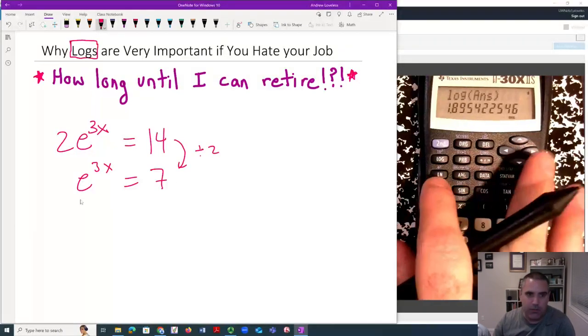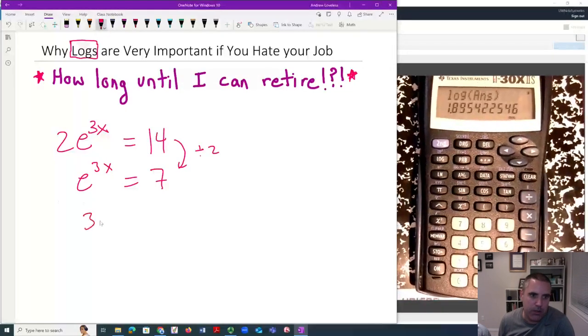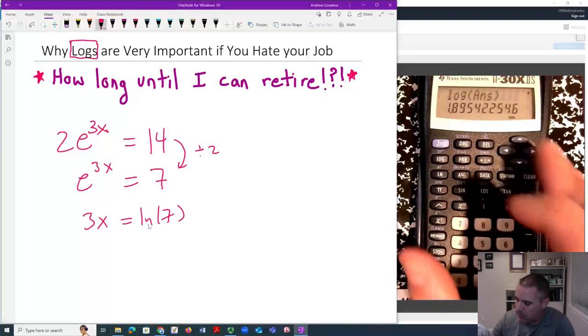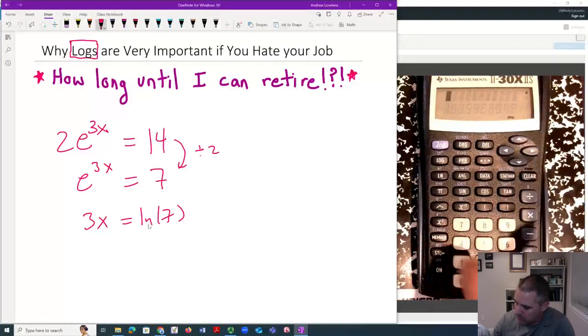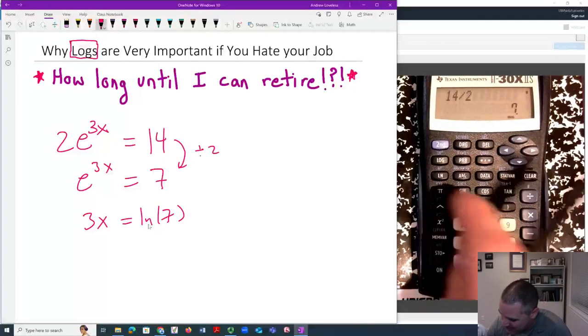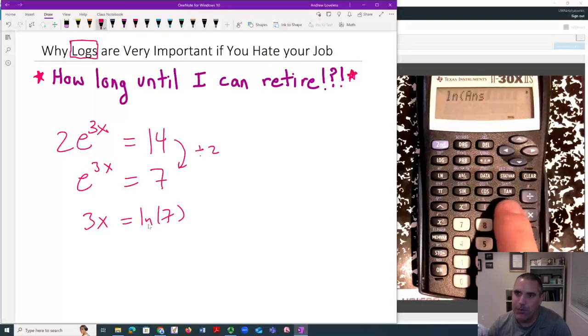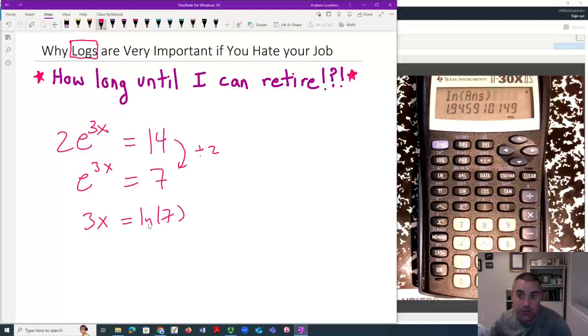The button that's the inverse of the e base is ln. So you write 3x is the natural log of 7. And all of this you can do as you go. You could do 14 divided by 2, which I hope you don't do. I hate it when I see students doing that. And then you can do the log of the answer. You don't even have to put the parenthesis. It knows in this situation.